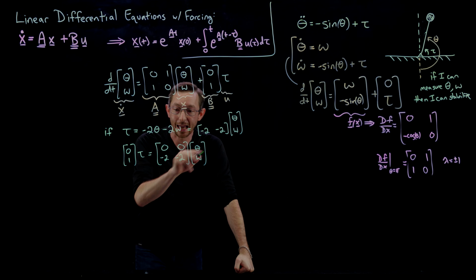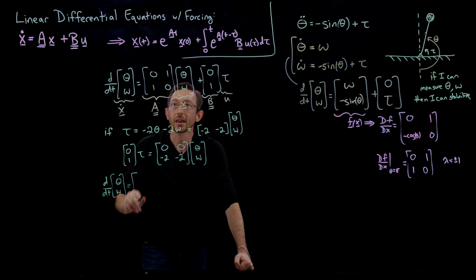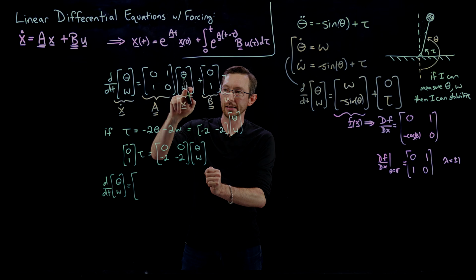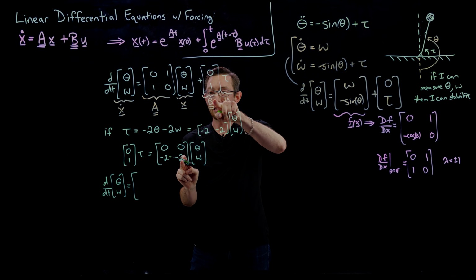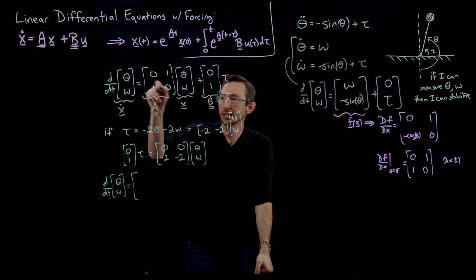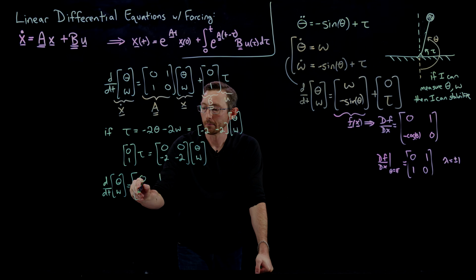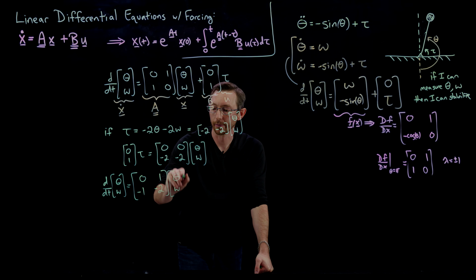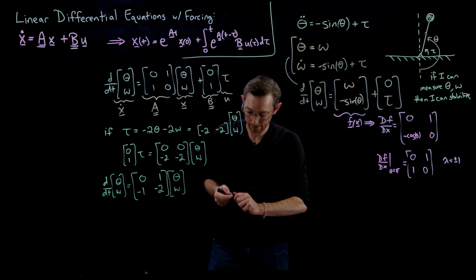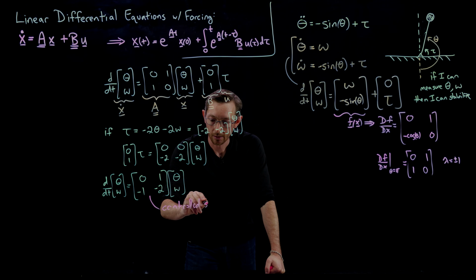So if I use that particular control input, then d/dt of theta omega equals this A matrix times my state plus this BK matrix times my state. So it's this matrix plus this matrix, which is 0, 1, -1, -2, times theta omega. This is my controlled system.